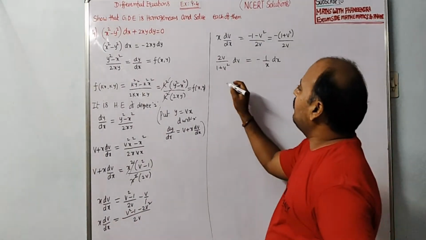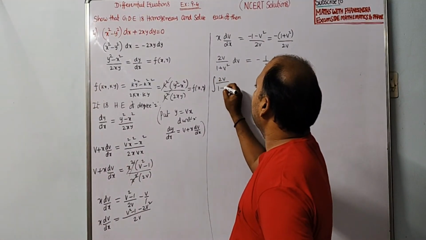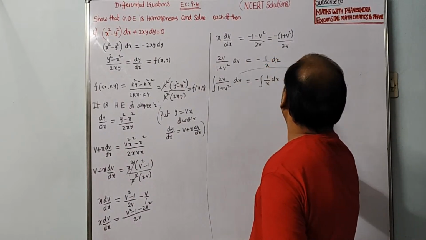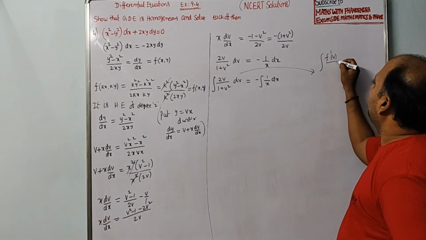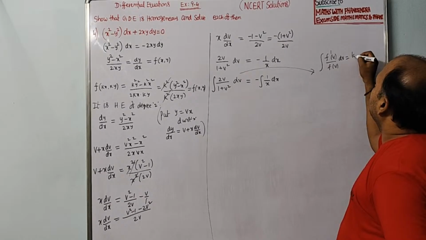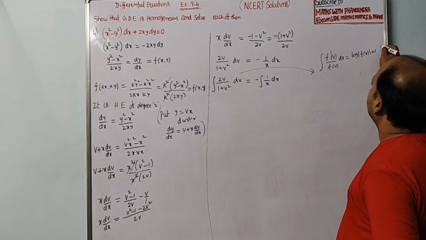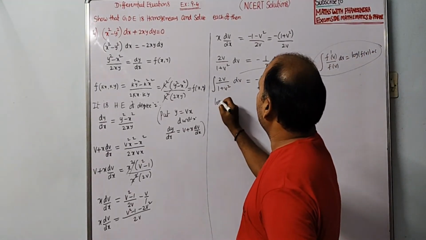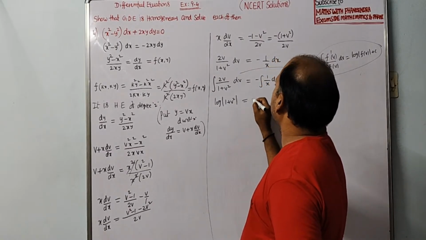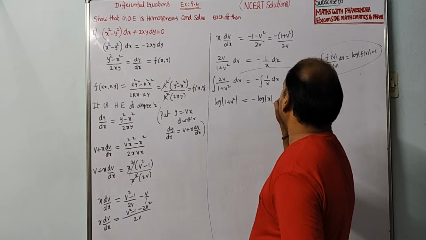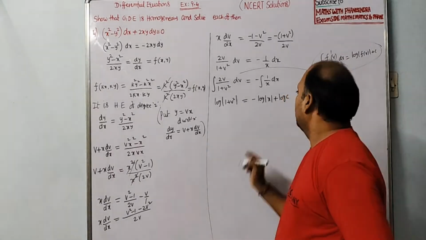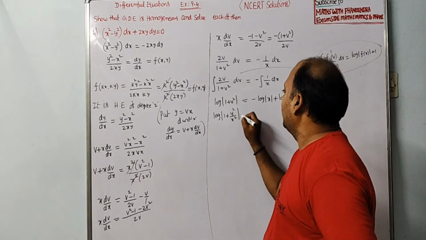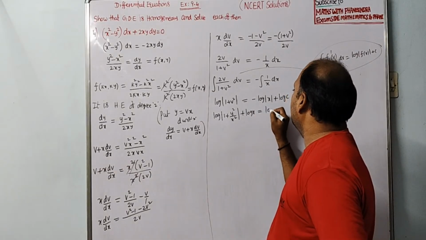Variables are separated. Whenever variables are separated, take integration on both sides. Integral 2v by 1 plus v square into dv equal to minus integral 1 by x into dx. Again this one: integral f dash of v by f of v into dv is equal to log mod f of v. Even it is there in this form, dear students. 1 plus v square, derivative is 2v only. So what comes here? Log mod 1 plus v square is equal to minus log mod x plus log c. Now minus log x, bring this side: log 1 plus v square, meaning y square by x square, plus log x is equal to log c.